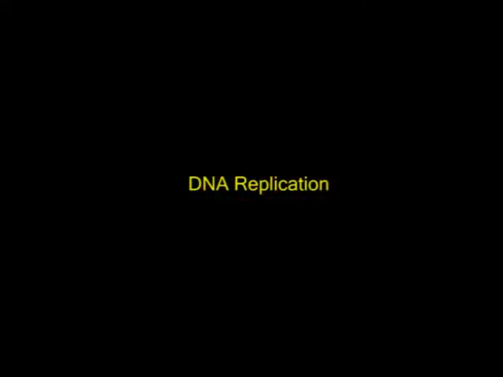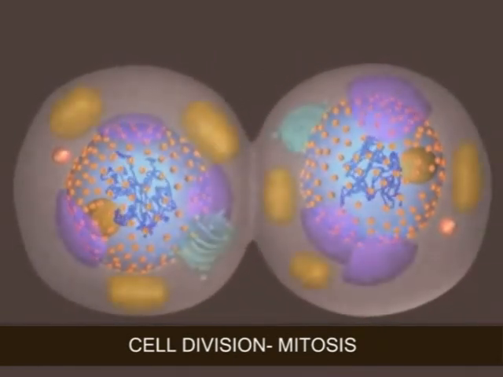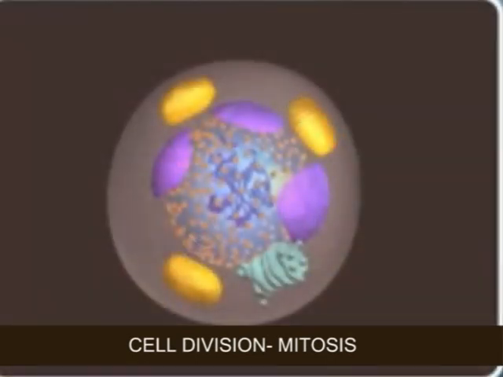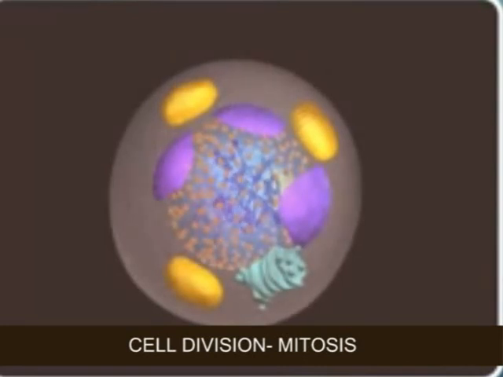DNA replication. Growth in organisms occurs due to an increase in the size or number of cells. For cells to increase in number, division occurs in the process of mitosis. After cell division, each resulting daughter cell must contain the exact same genetic material as the parent. So before a cell divides, the genetic material is first duplicated, and this occurs during interphase.